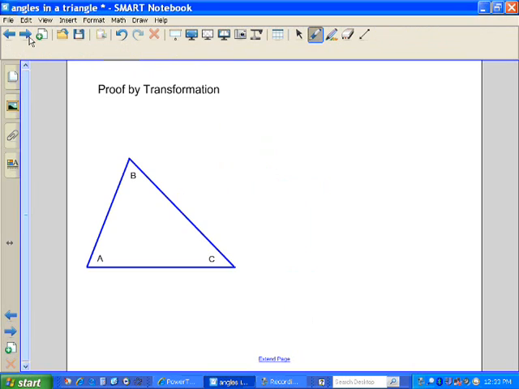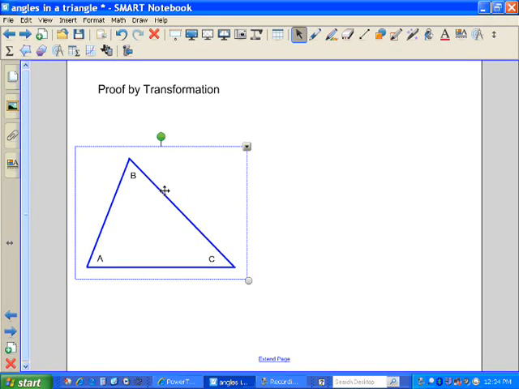So we're going to do a couple of proofs as we're working our way through here. First, we're going to do what's called a proof by transformation. Remember transformation, rotation, slides, all that kind of stuff? Remember that when we do a transformation, the angles don't change, the side lengths don't change. Basically we just get a copy of the thing.